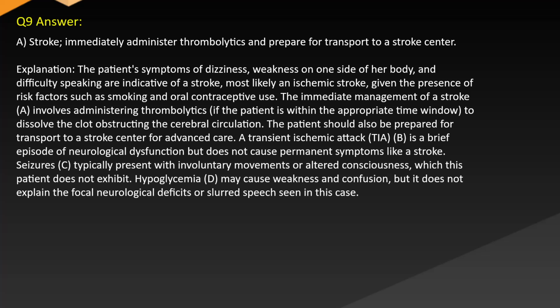A transient ischemic attack, TIA, B, is a brief episode of neurological dysfunction but does not cause permanent symptoms like a stroke. Seizures, C, typically present with involuntary movements or altered consciousness, which this patient does not exhibit. Hypoglycemia, D, can cause weakness and confusion, but it does not explain the focal neurological deficits or slurred speech seen in this case.